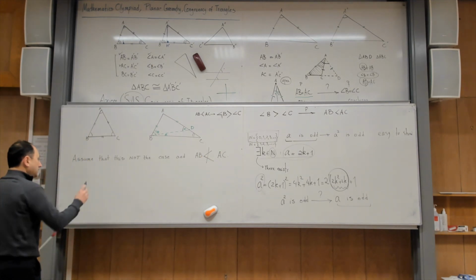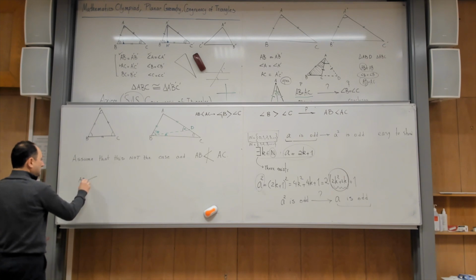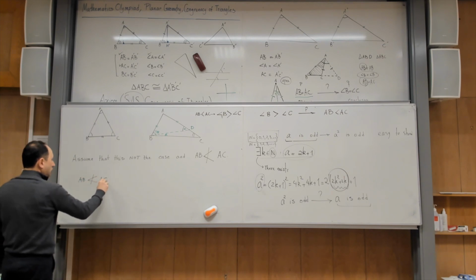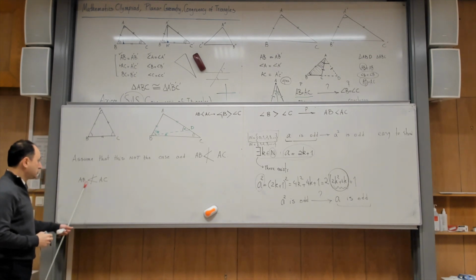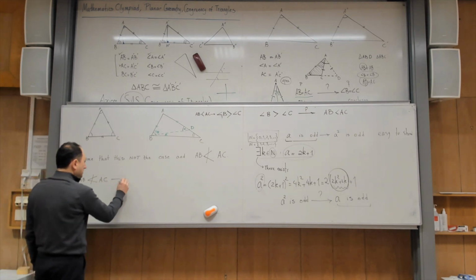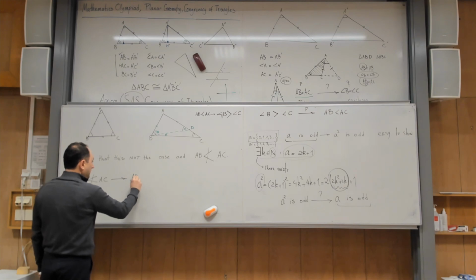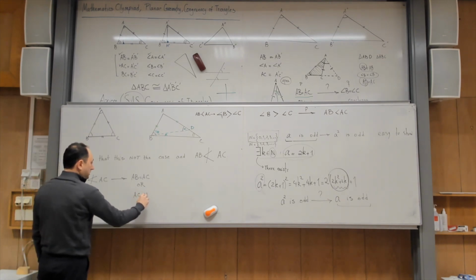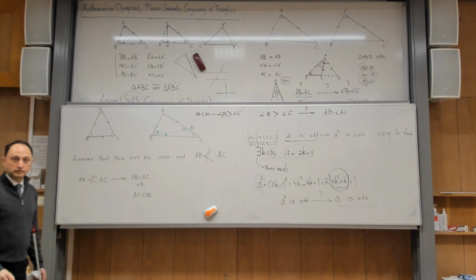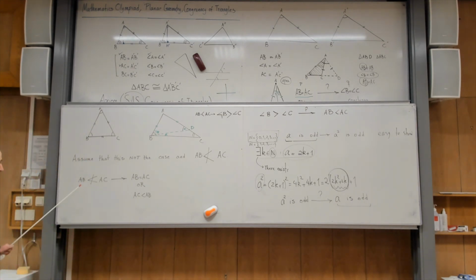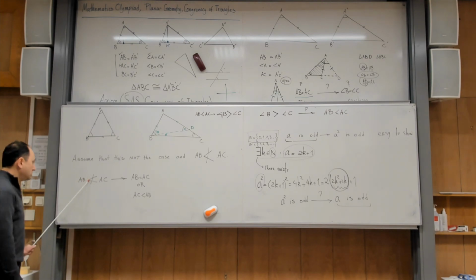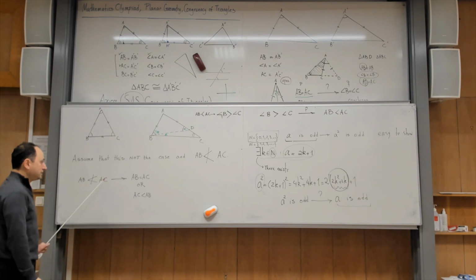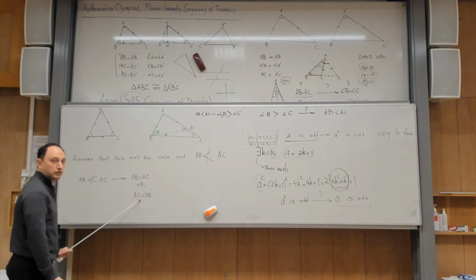Okay, but now, if AB is not less than AC, there are only two possibilities left for these two numbers. What are the possibilities? Either AB is equal to AC, or AC is less than AB. Agree? I am claiming AB is less than AC. Okay, if you don't agree with that, you have to agree that AB is not less than AC. Then you have to admit either this one is true or that one is true.